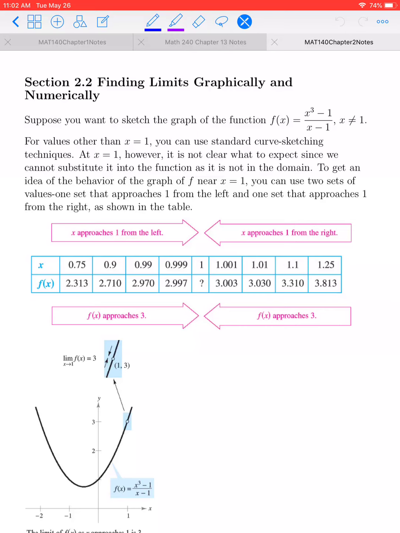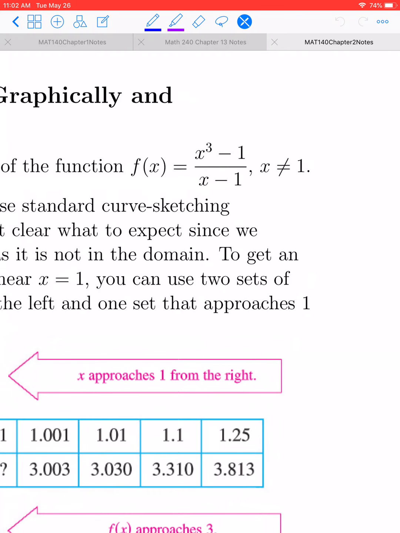In section 2.2, we're going to work on finding limits graphically and also numerically. For instance, suppose we wanted to sketch the graph of the function f of x equals x cubed minus 1 divided by x minus 1. One of the things that we would know is that wherever the denominator is equal to 0, that is, wherever x is equal to 1, this function is going to be undefined. So x equals 1 is not in the domain of the function f of x.